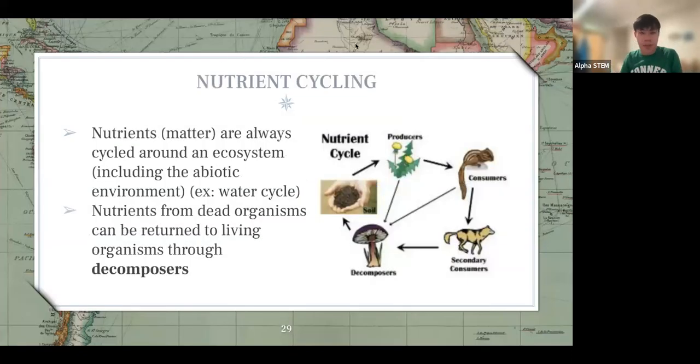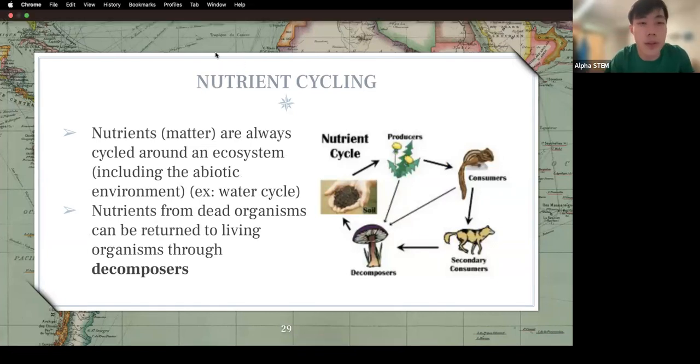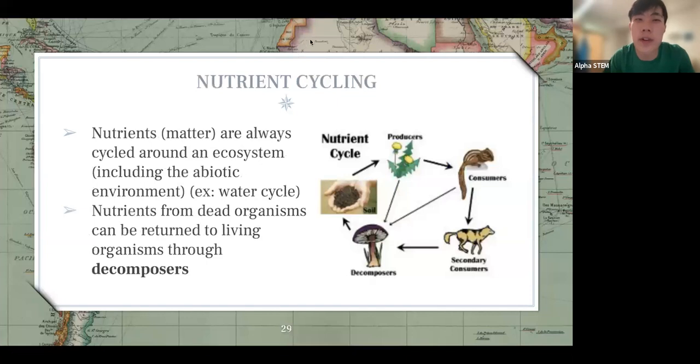Specifically, considering the non-living parts of environments is important because that's where organisms get their nutrients from a lot of the time. Organisms need different nutrients like carbon, nitrogen, etc., in order to live. So they have to get these somewhere, either by eating or, in the case of plants, from the environment. So nutrients, aka matter, are always cycled around an ecosystem, including the abiotic environment. We call this nutrient cycling.